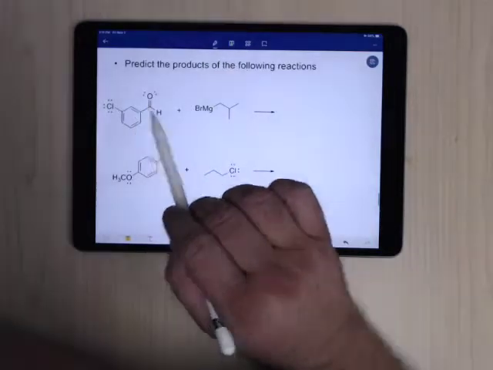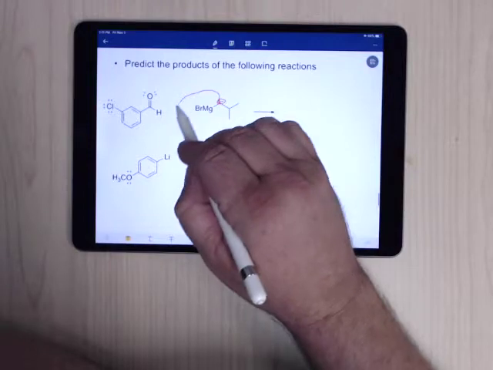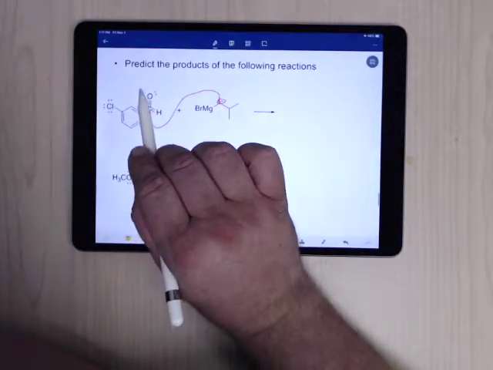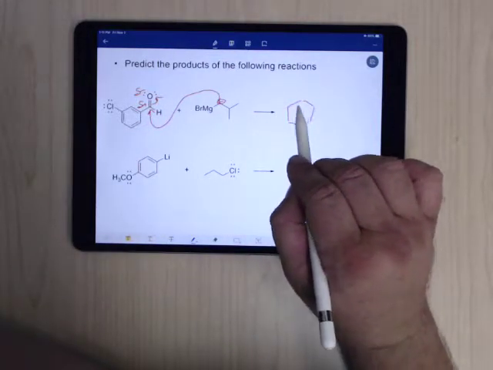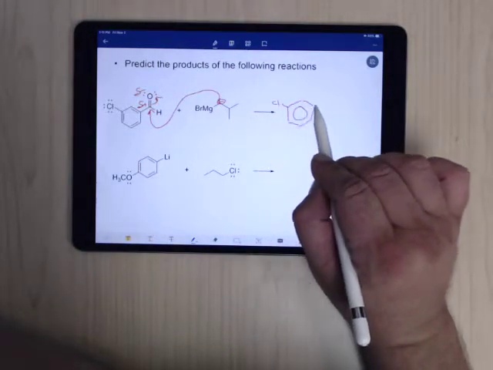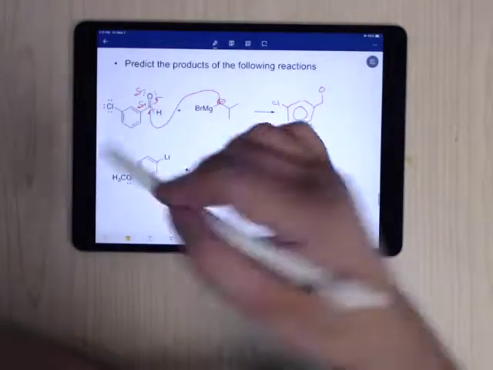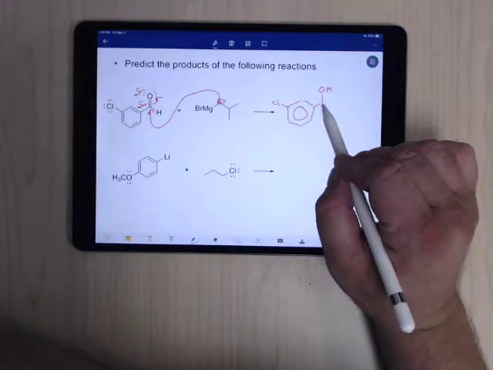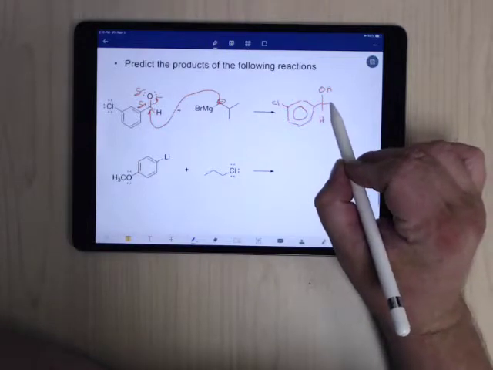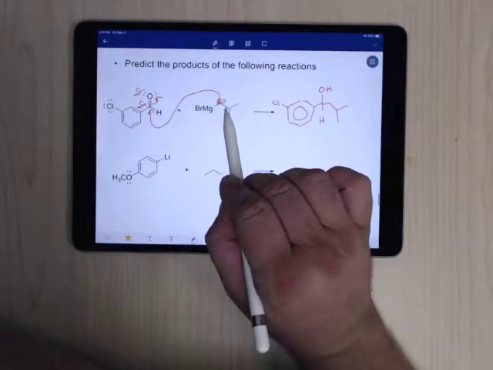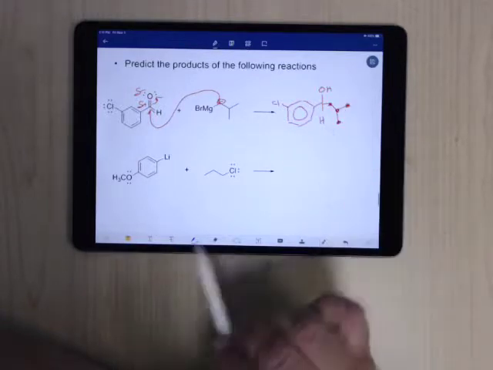So here's our negative charge right there. It's going to attack right there, because this is a partial positive, partial negative. Push that up, and you're going to end up with an O minus, but during the workup it's going to turn into an OH. You're going to have the hydrogen here, and then we're going to have our new 1, 2, 3, like that piece there.